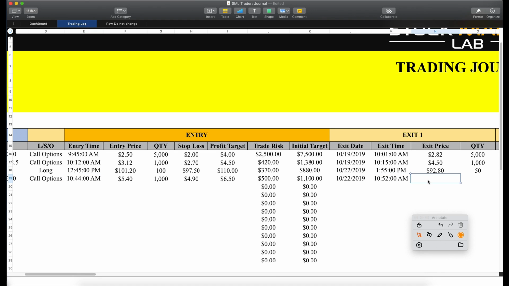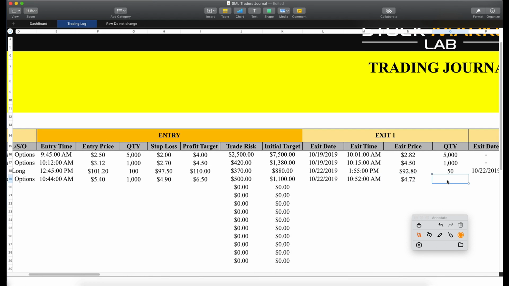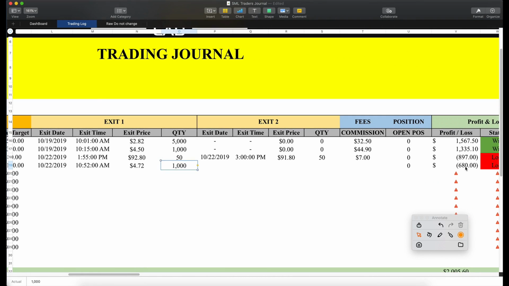What price? Let's say I exited at $4.72. Cool. How many shares or how many contracts? Did I exit my full 1,000 shares or 10 contracts, or did I exit earlier? Let's say I did my full 10 contracts. I put 1,000. Now what happens automatically is it'll adjust right here.